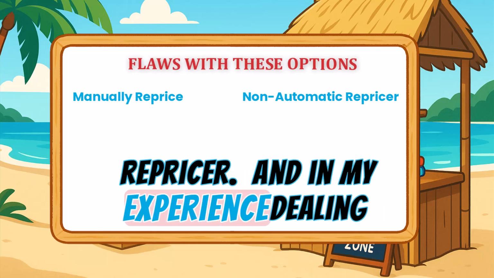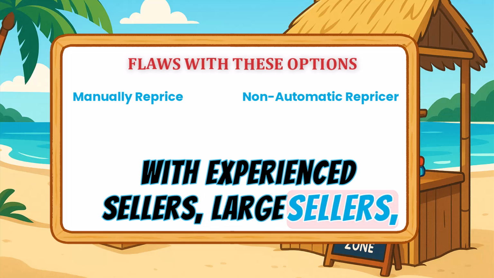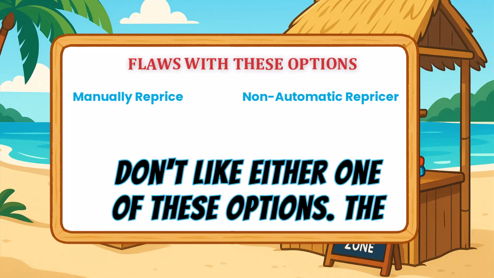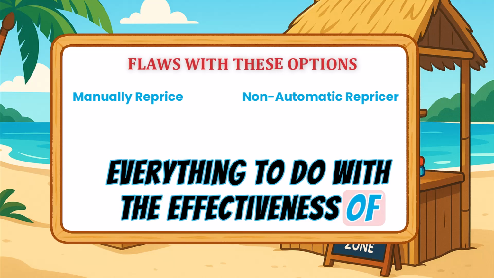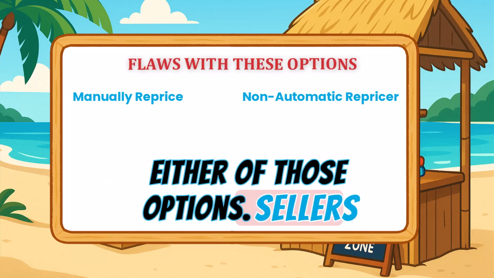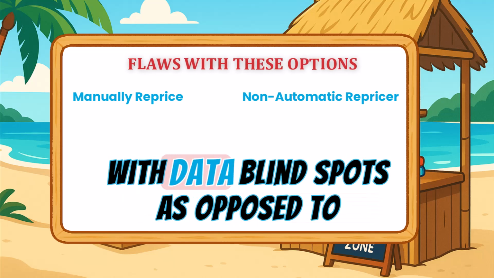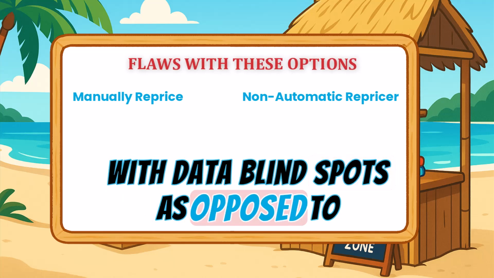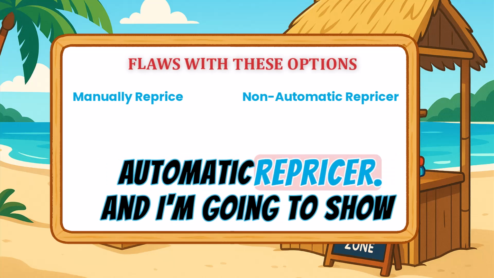And in my experience, dealing with experienced sellers, large sellers, they don't like either one of these options, okay? And the main reason, forget about the cost, has everything to do with the effectiveness of either of those options. Sellers would rather use an automatic repricer with data blind spots as opposed to manually repricing or using a non-automatic repricer.